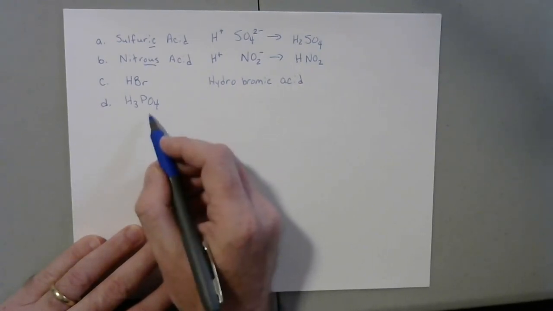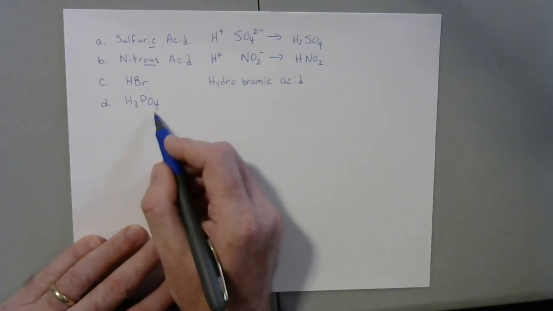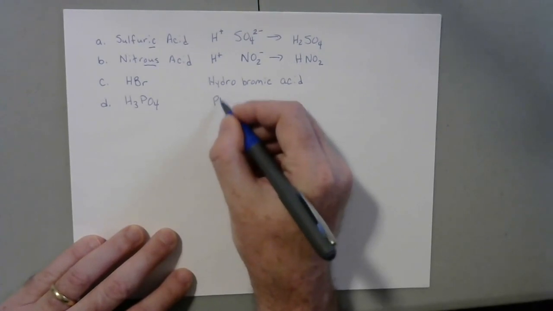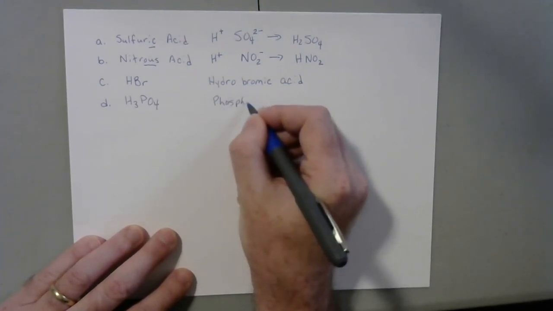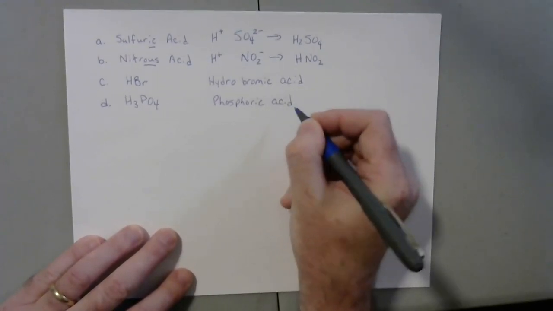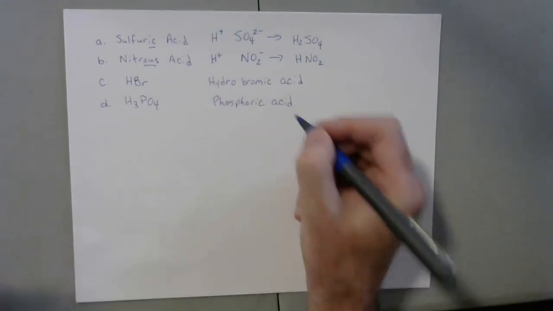Okay, looking at this next one, PO4 is phosphate. So that means I'm going to get an IC ending on the acid. And so that's going to be phosphoric acid. And that would be it.